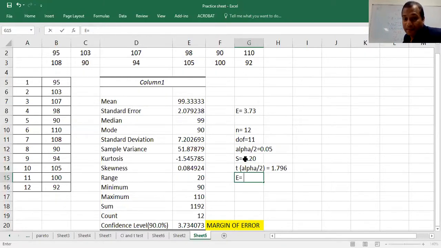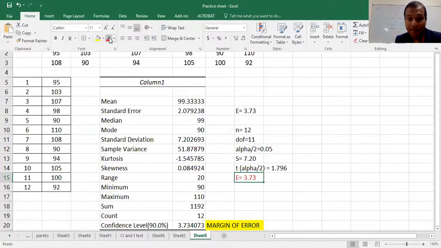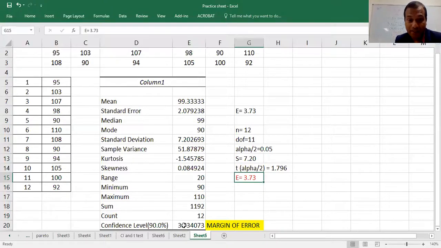Sir, sorry, where did you get 7.2? 7.2 is the standard deviation given in the table, column 1, standard deviation. Oh, okay. Yep. Sorry. I see. Because this is a sample, right? 3.73. Okay, so you are getting the same thing. Very good. You see that these two values are the same, 3.73 and this.